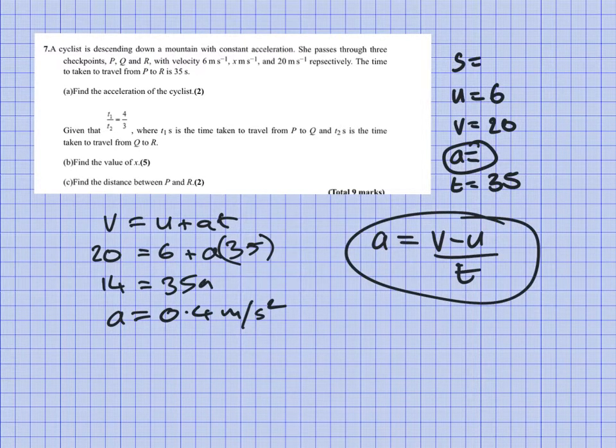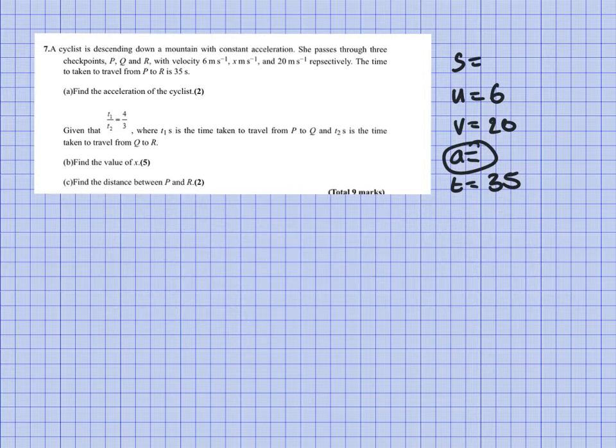That would be more straightforward potentially. Okay, we're on to part B. We're given a ratio between T1 and T2, where T1 is the time to go from P to Q, and T2 is the time from Q to R, and that ratio is 4/3. Hence, we need to find the value of x, which is the speed when it reaches Q. So from that, we know that T1 plus T2 must equal 35, because that's the amount of time that it takes for the whole thing.